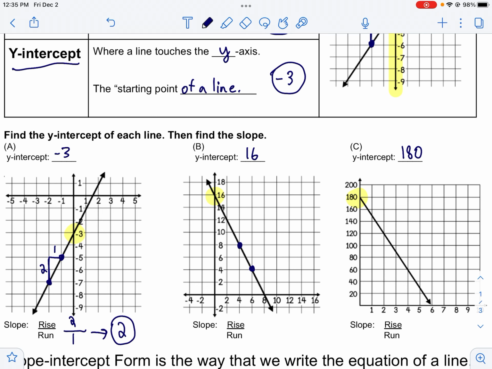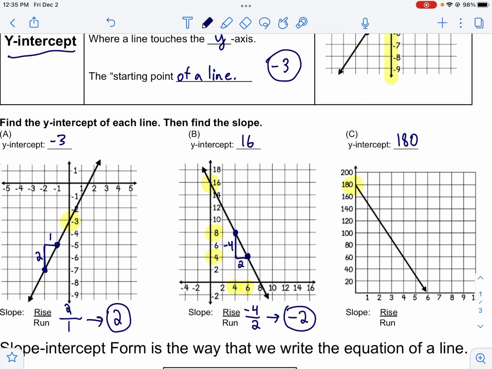For line B, if you count the slope, it goes down 2 boxes and over 2 boxes, but the boxes aren't going by 1. So from 8 to 4, we went down 4. From 4 to 6, we went over 2. So for B, the slope was -4 over 2, or -2.